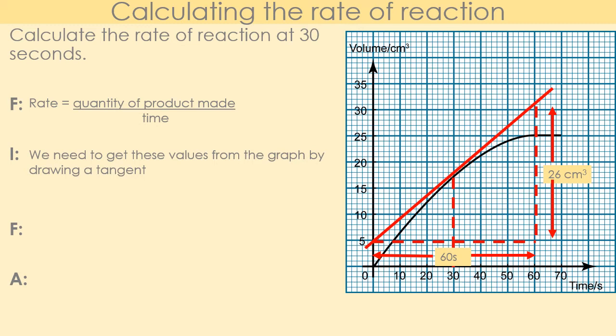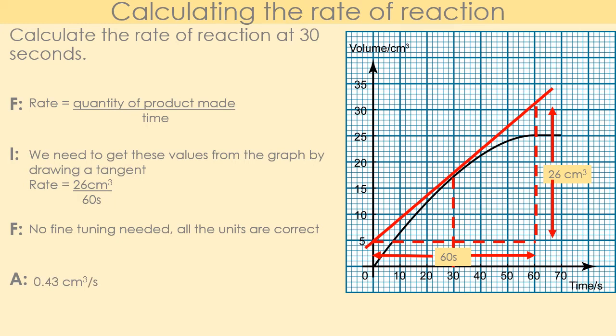I can now put those values into my calculator or into my formula. So I've got my rate is 26 centimeters cubed divided by 60 seconds. I don't need to do any fine tuning because all of my units are correct. So I can put those numbers into the calculator and I get my answer of 0.43 centimeters cubed per second. And we see that is slightly different to the one we got before, between calculating between 10 and 50 seconds. Now, in the exam, you will get a bit of leeway with how you calculate this. There will be a range for the answers, but the examiners will be looking to check that you have drawn a tangent and calculated the gradient of that tangent correctly.